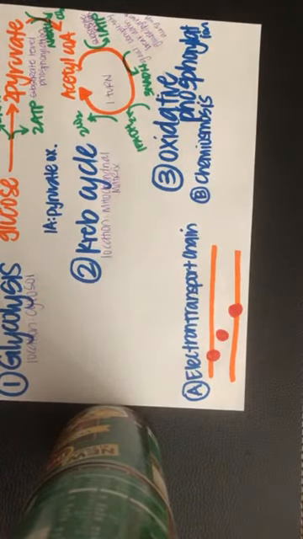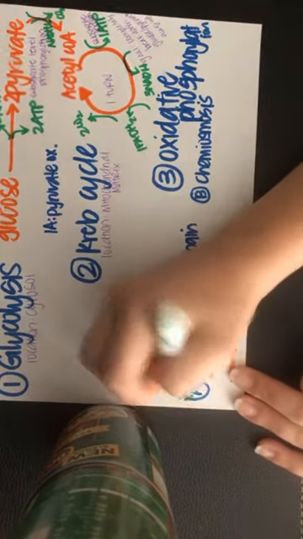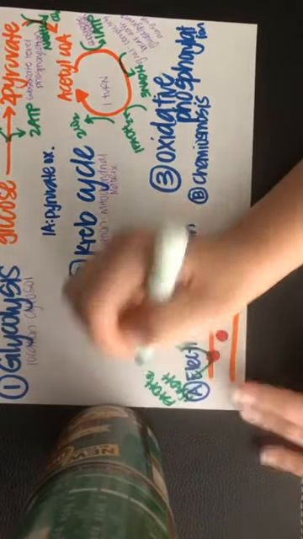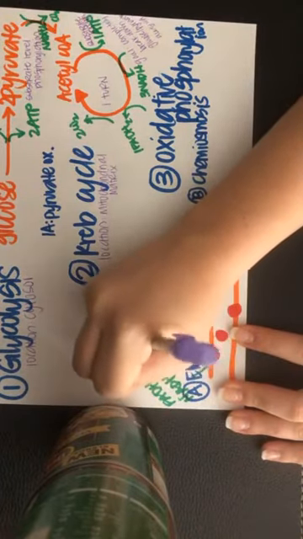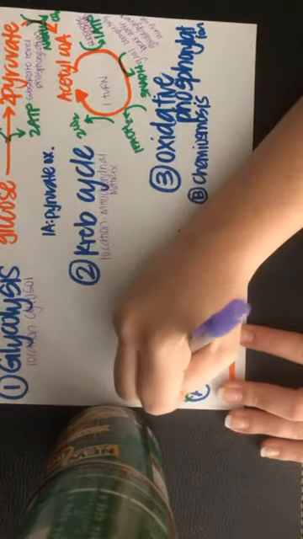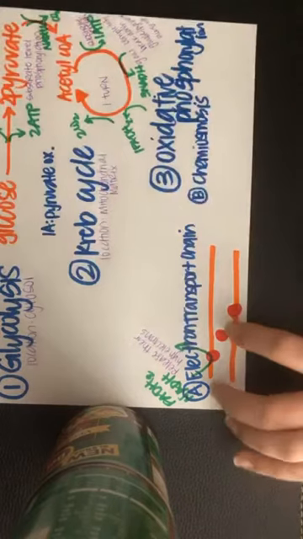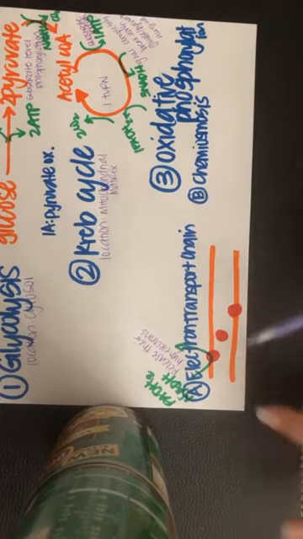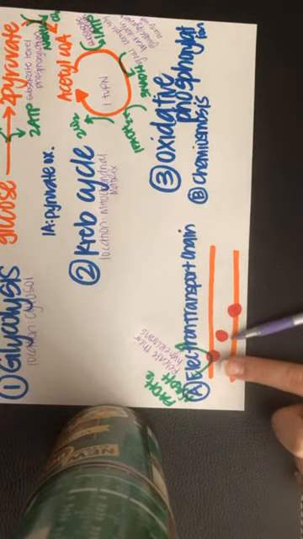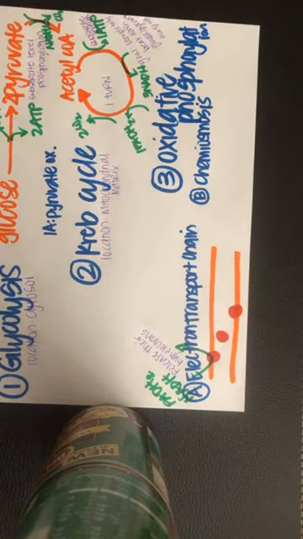And what's going to happen is that the NADH and the FADH2 are going to release their high energy electrons. So these high energy electrons are going to get dropped off at the electron transport chain. And so as they're passed from one of the cytochromes to the next cytochrome, they're going to release energy. And so we want to be able to store that energy in some way.